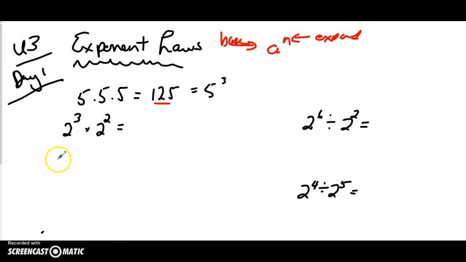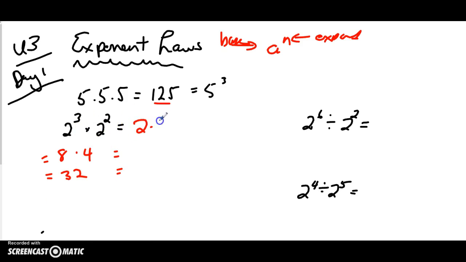The first one is we have 2 cubed times 2 squared. Well, 2 cubed, let's just look at this. 2 cubed is 2 times 2 times 2. 2 squared is 4. So that times that is 32. Good. So we're just going to check to see that this is the same as what's going to happen here.